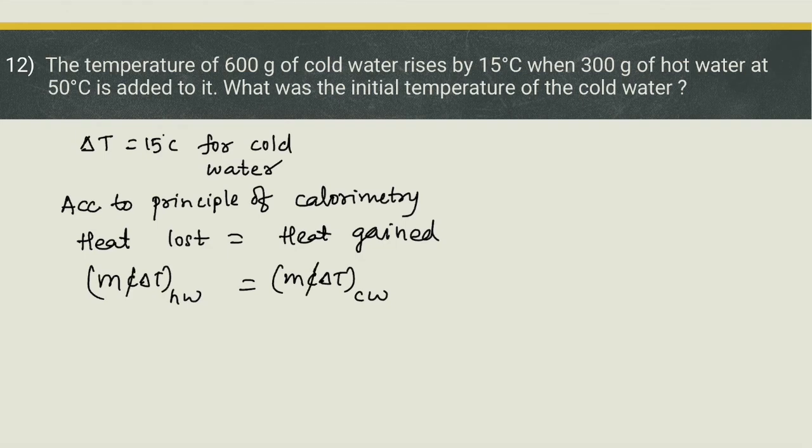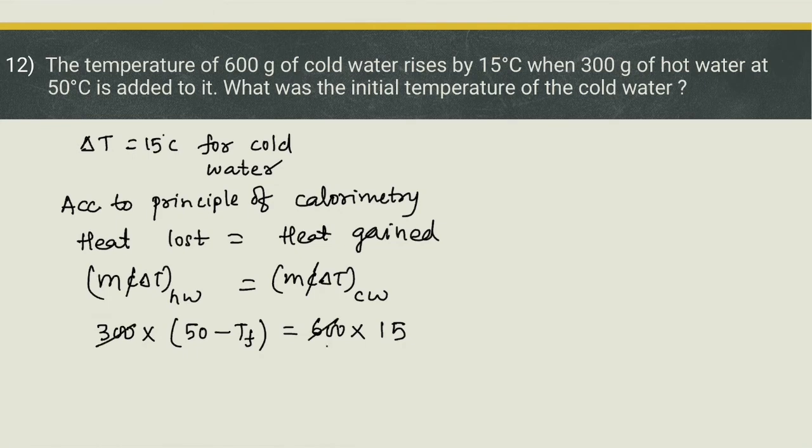Now mass of hot water is 300 gram. Delta T of hot water: initial temperature is known but final temperature is unknown. Final temperature of the mixture is not given in the question, right? Is equal to mass of cold water, 600, into delta T, which is given here directly, 15 degrees Celsius.